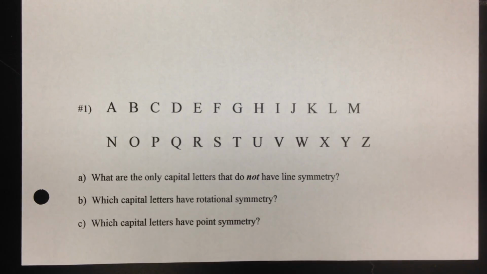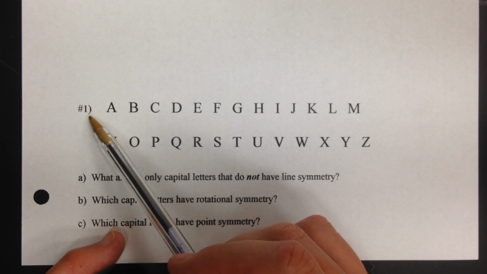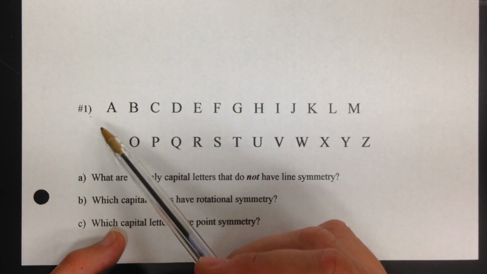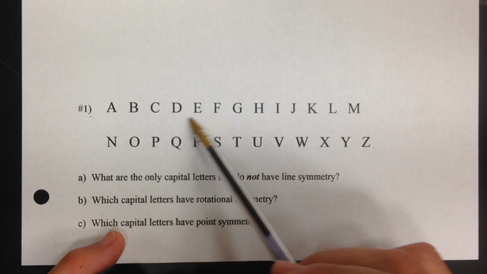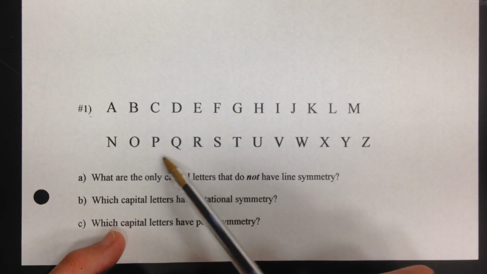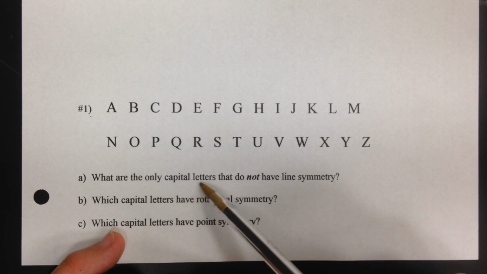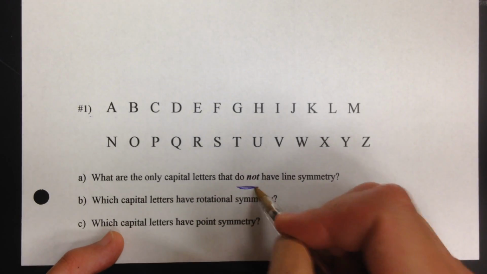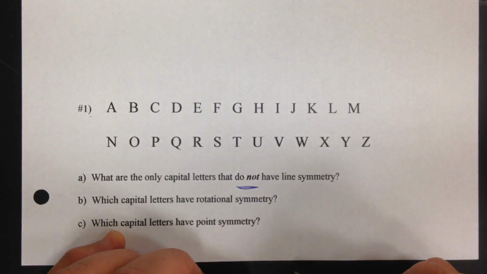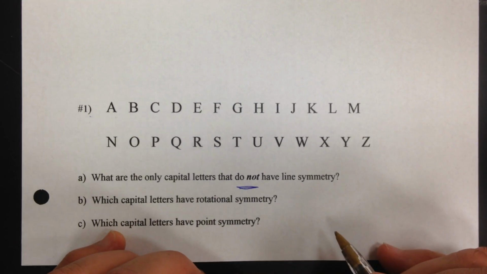Okay, welcome back. We are at the second part here, and we're going to do some examples. So let's look at number one, which is looking at the alphabet here, capital letters. And part A says, what are the only capital letters that do not have line symmetry? That do not have line symmetry.